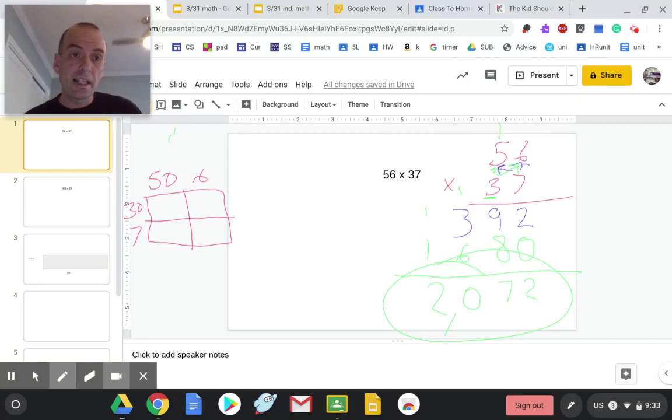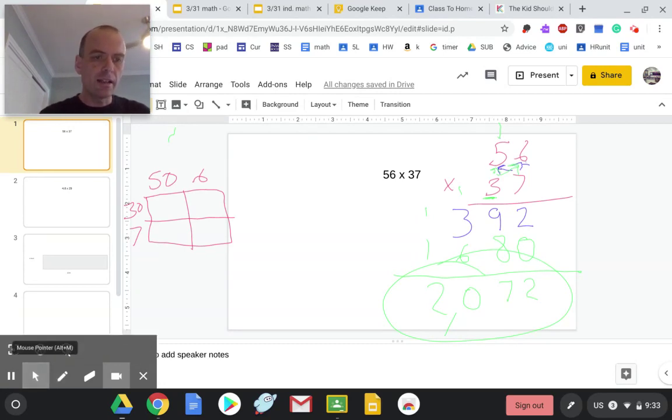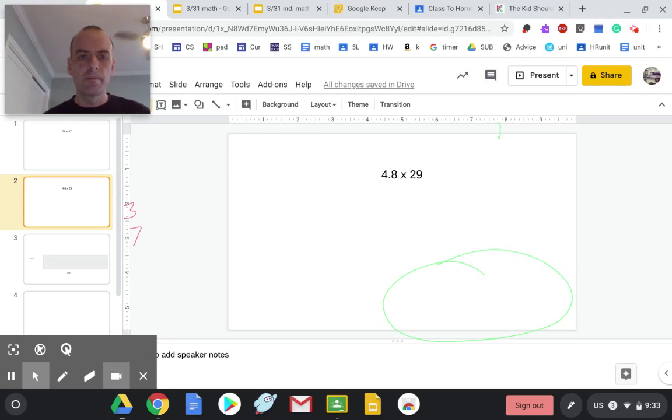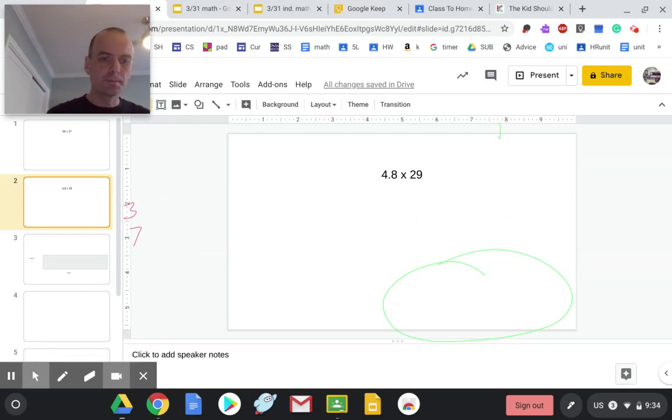So that's the main thing. Each digit gets its own turn. You put a 0 when you go to the next place. You remember? So now let's just go look at a similar problem, but with a decimal.